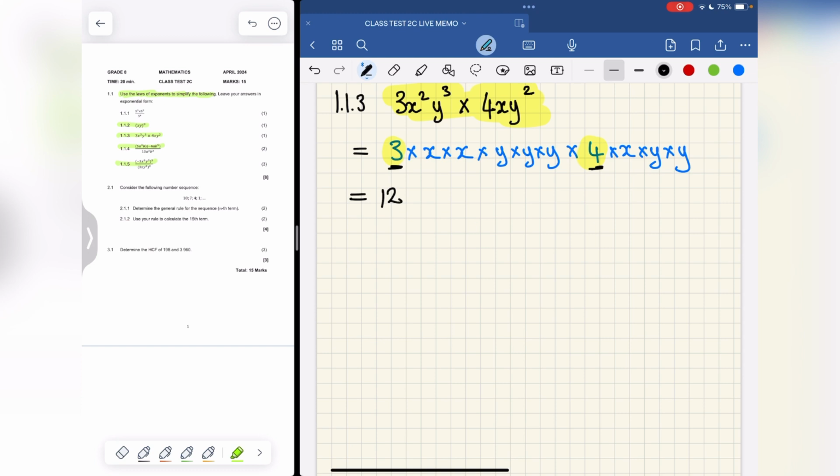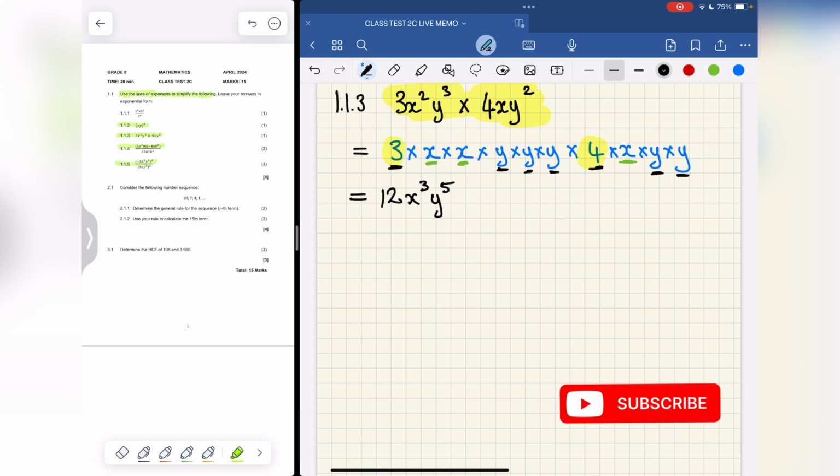Then, how many x's do I have here? I've got 1, 2, and there's another one, 3. So I have a total of x to the power 3. And in terms of the y's, I've got 1, 2, 3, 4, and 5. So that's y to the power 5. Just remember, we are counting the y's, but obviously we are adding the exponents. So it is 1 plus 1 plus 1 up to 5. So we have y to the power 5.